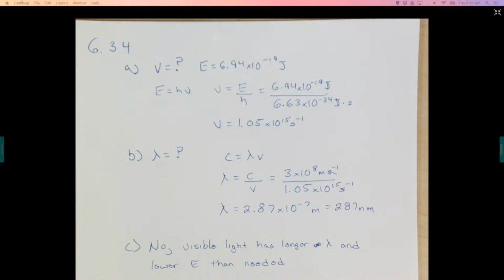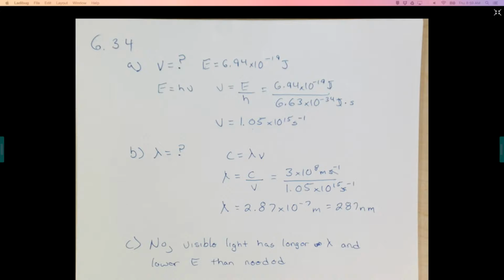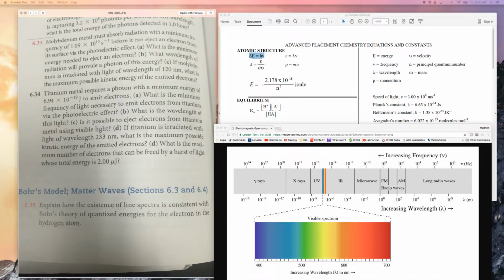So we are not dealing with enough energy. We have not met our threshold energy in the visible spectrum. Okay, now let's look at part D.